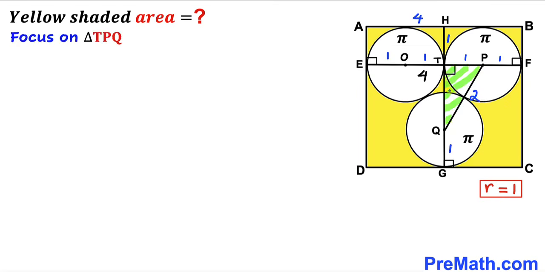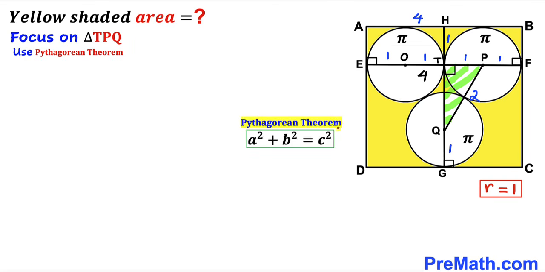And here's our next step. Let's focus on this right triangle TPQ. And we are going to apply the Pythagorean theorem on this triangle. And here's our Pythagorean theorem: a square plus b square equals c square. And in our case, this is our hypotenuse, whereas this one and this one are our other two legs. So let's go ahead and fill in the blanks in this Pythagorean formula. So we got TQ whole square plus 1 square equals 2 square.